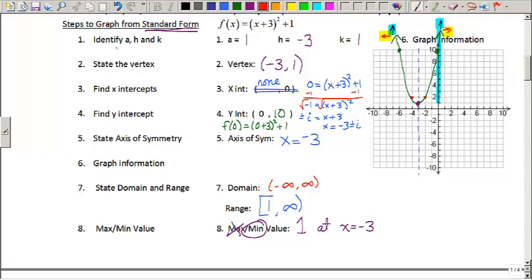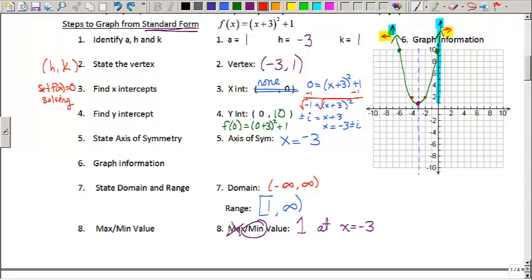Let's talk about these steps one more time. If you're trying to find the a, h, and k, it needs to be in standard form. The a is the coefficient in front, the h is next to the x being squared, and the k is on the outside. The vertex is always going to be h, k. Your x-intercepts are found by setting f of x equal to 0 and solving. Notice we set f of x equal to 0 here and we solved. We got none in this particular case, but that's how in general you would do it.